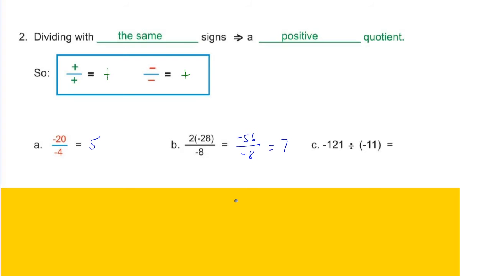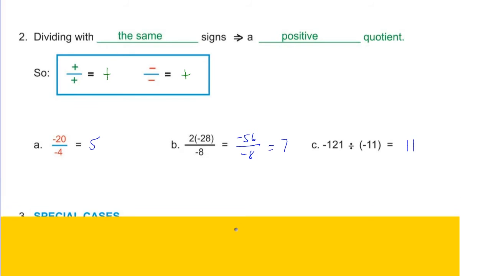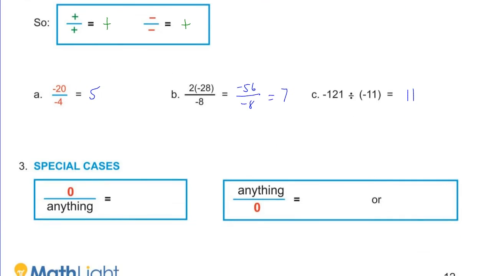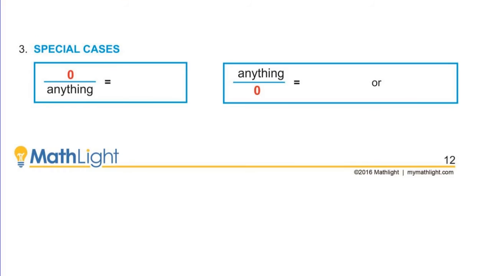Again, with the elementary division symbol, negative divided by a negative is a positive. And we all know that 121 divided by 11 is indeed 11. Hey, pretty easy. None of those are too hard. Let me deal with a couple special cases here with our last segment.